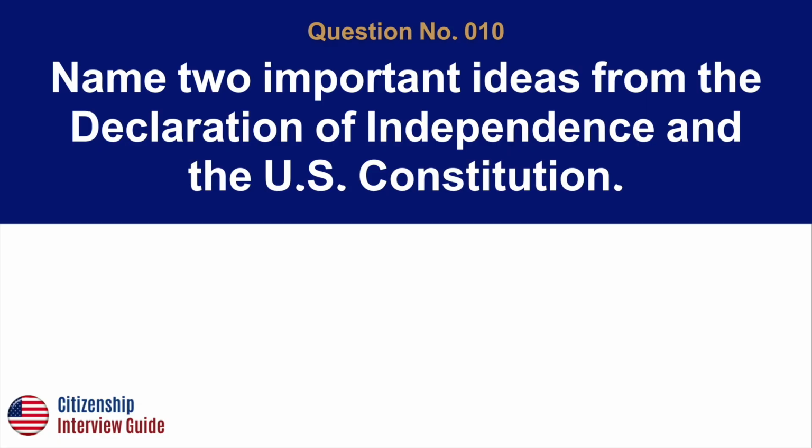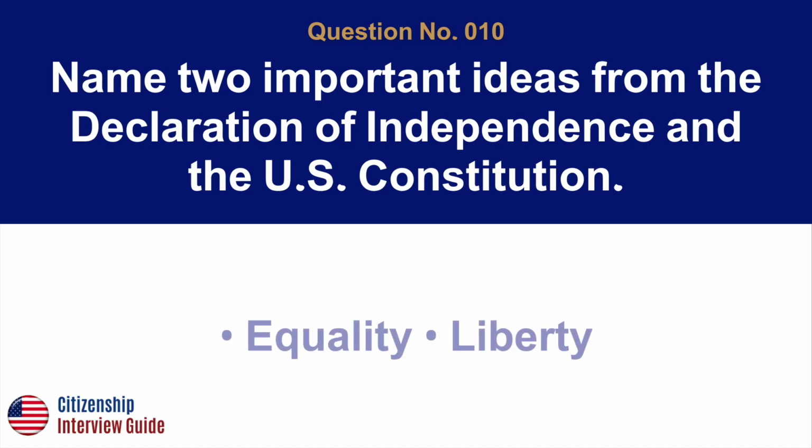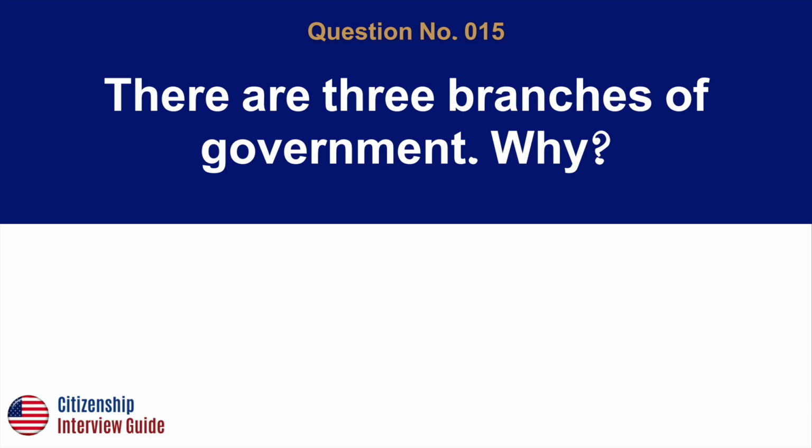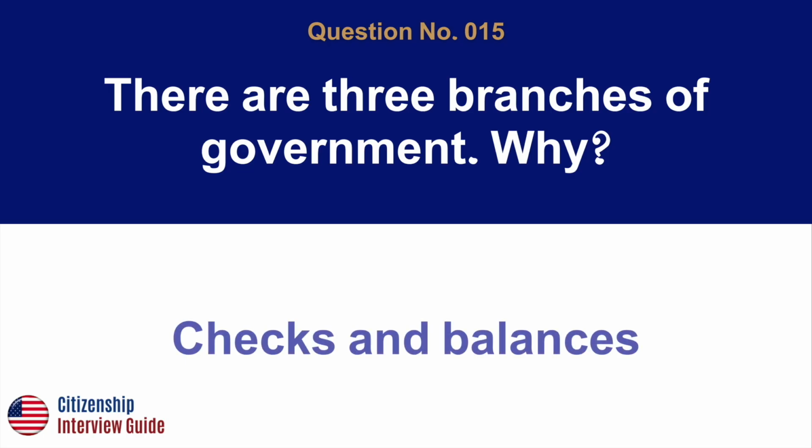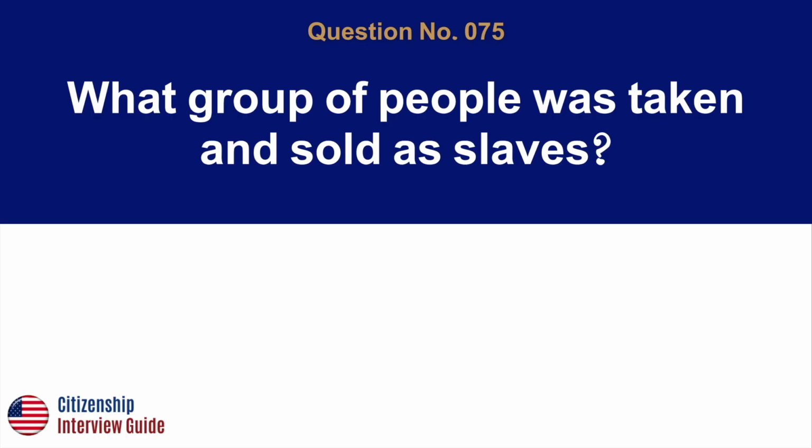Name two important ideas from the Declaration of Independence and the U.S. Constitution. Equality, liberty. There are three branches of government. Why? Checks and balances. What group of people was taken and sold as slaves? Africans.